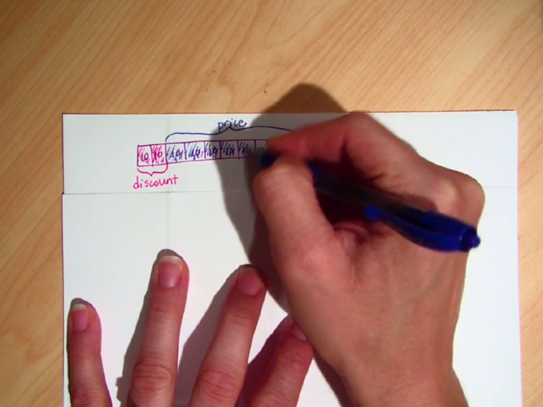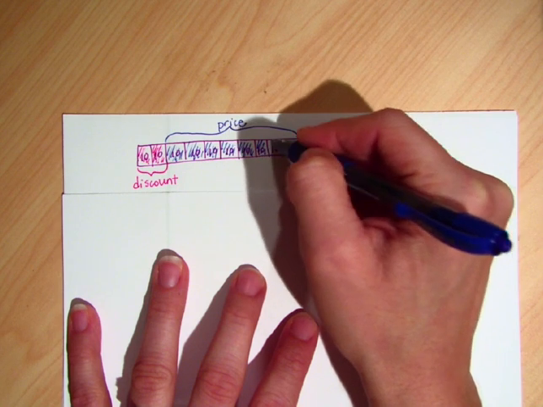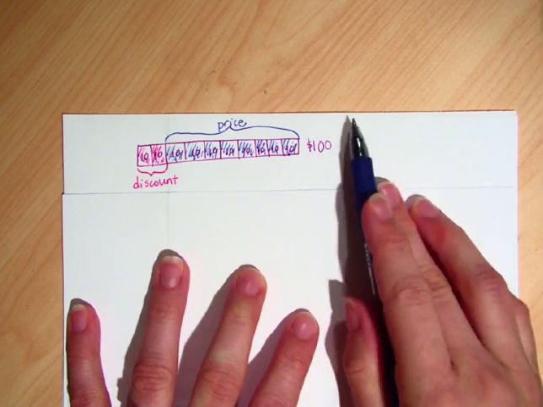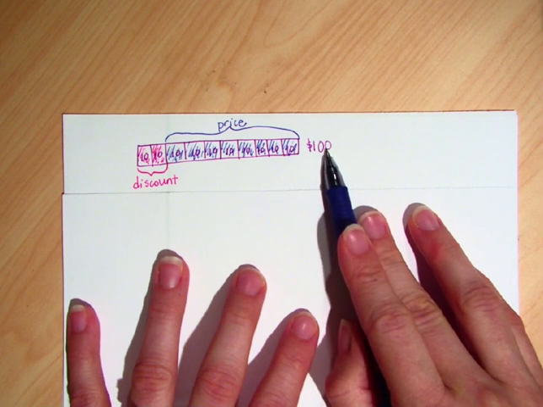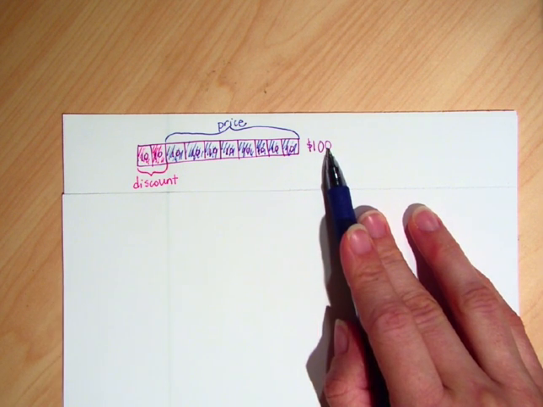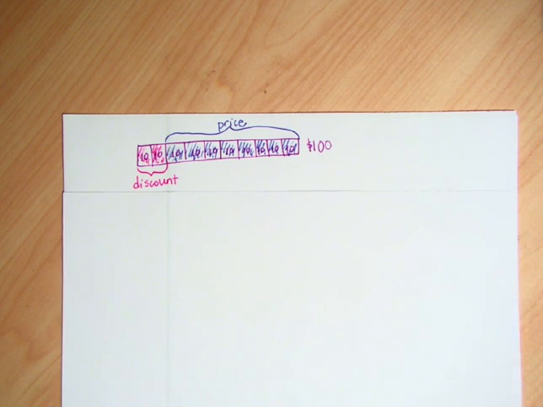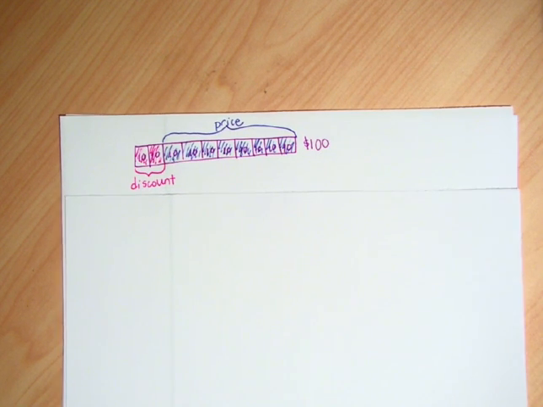That represents a percent. Now, it's not always 2 boxes for 20%. It depends on your total price. But for this example, so that we understand what percent is, we'll say it's $100 to start with.